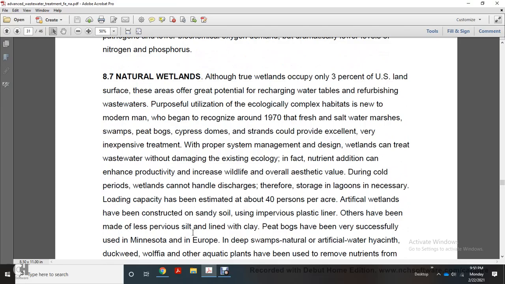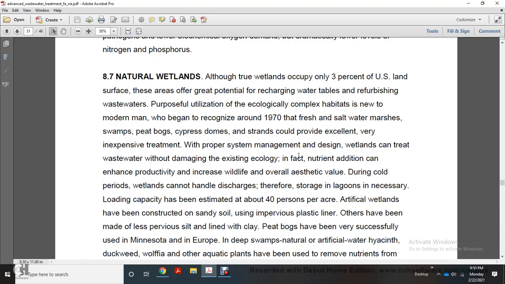Natural wetlands. Although true wetlands occupy 3% of the U.S. land surface, they are areas with great potential for recharging the water table, refurbishing wastewater, and providing ecological complex habitats. Now modern man has begun to recognize that the depression, saltwater marsh, swamp, bogs, cypress stands, and sand strands could provide excellent, very inexpensive treatment with proper system management and design. Wetlands can be treated with wastewater without damage to the existing ecology.